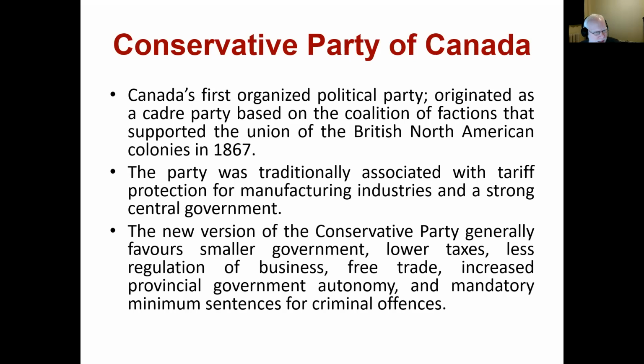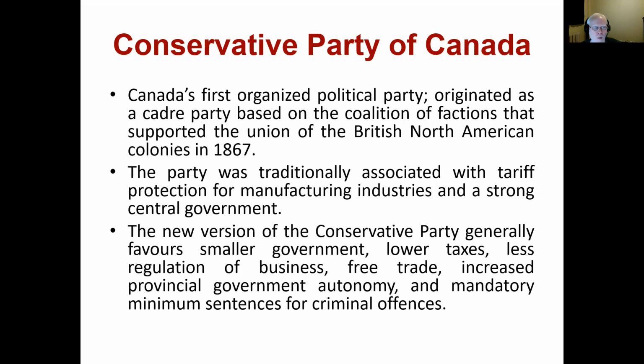The Conservative Party is the oldest political party in Canada, and it's a party that was based on a coalition of factions. Remember, often parties originate with factions that existed in legislatures that supported the Union of British North American colonies in 1867. So those who favored the formation of Canada as a country, as opposed to a colony. The party was traditionally associated with tariff protection for manufacturing industries and a strong central government.